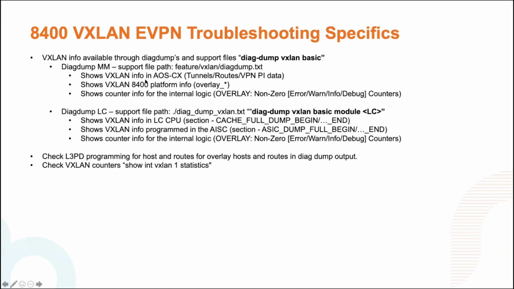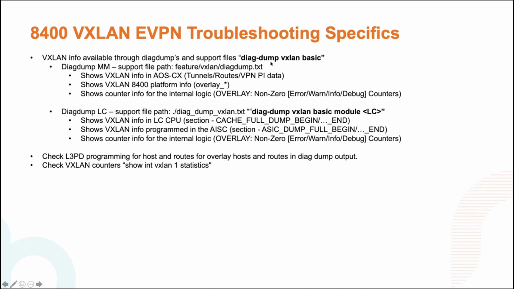The next one is the VXLAN platform information for the 8400 platform, which is more towards the ASIC. We also have internal logic counters, error counters that we maintain from the software side. These are not the interface counters that you usually see, like packets and Rx/Tx counters. These are more internal logic counters. All of these are available in this file or when you run this command. To get to the diag dump, you need to run diagnostics enable, and then you would see this command. So that's for folks who are not aware.